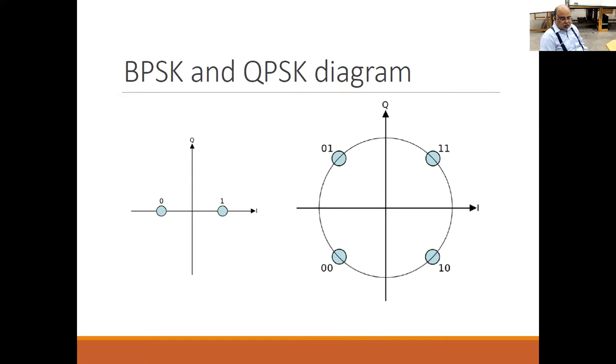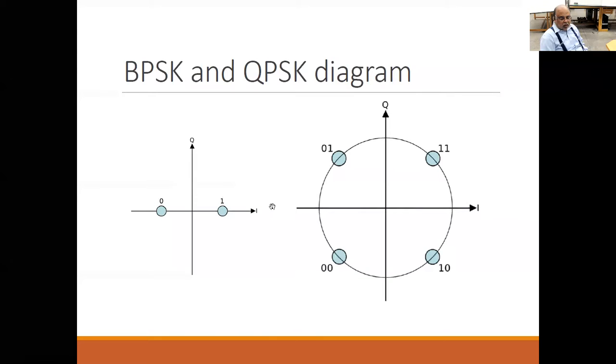This is the most robust signal because there is a 180 degree maximum distance between 0 and 1. Sorry, only the 180 degree phase difference is there. Amplitude is same. So any communication like signaling communication or modem control communication, which does not have any user data, is usually done in BPSK, binary phase shift keying.